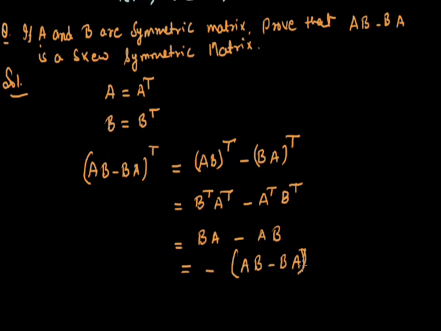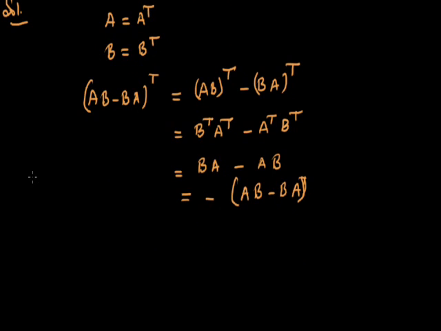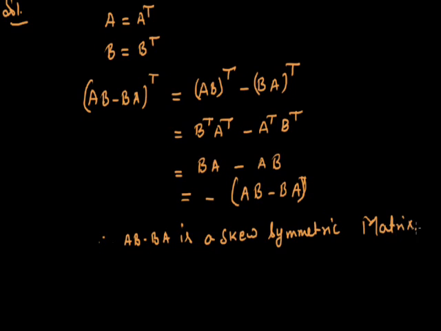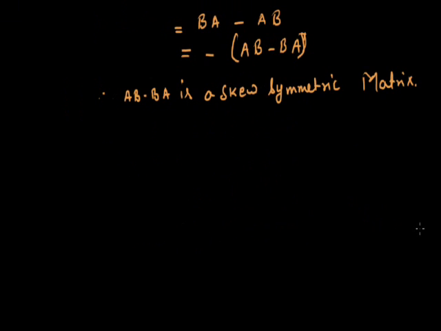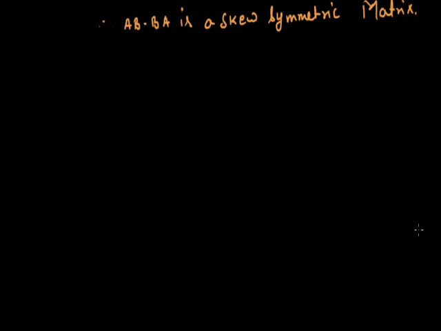So because (AB minus BA) transpose equal to minus of (AB minus BA), by property we can say that AB minus BA is a skew symmetric matrix. Therefore, AB minus BA is a skew symmetric matrix, because (AB minus BA) transpose equal to minus of (AB minus BA).